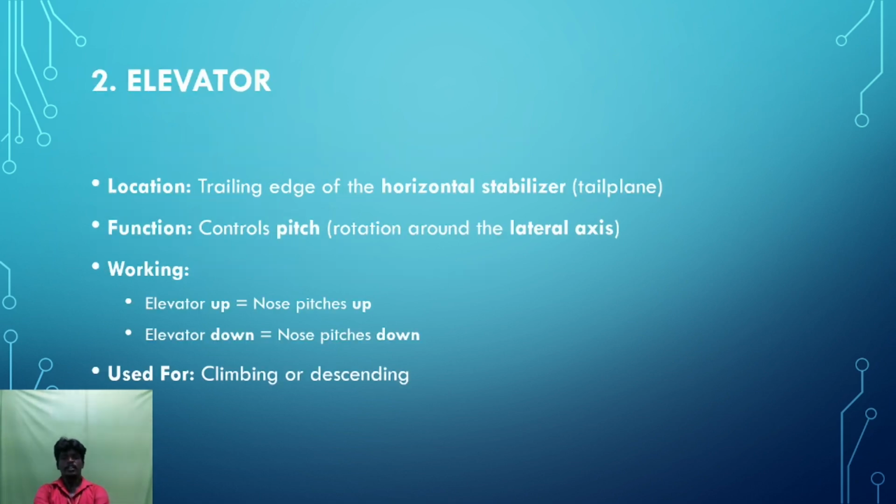The elevator is located at the trailing edge of the horizontal stabilizer, that means the tail plane. Function: controls pitch, rotation around the lateral axis. Working: if the elevator goes up, the nose pitches up. If the elevator goes down, the nose pitches down. Used for climbing or descending.